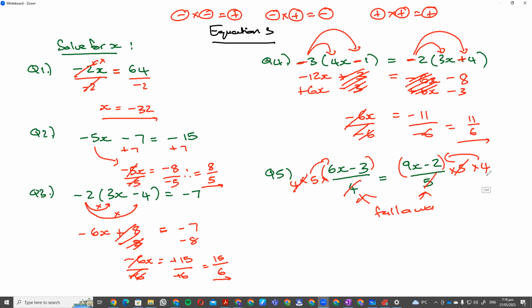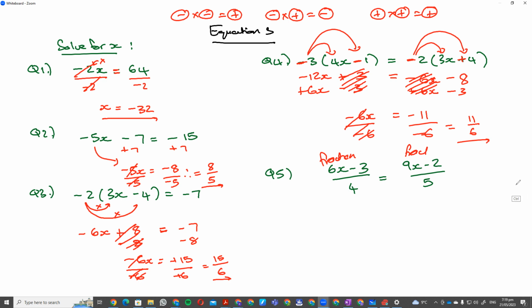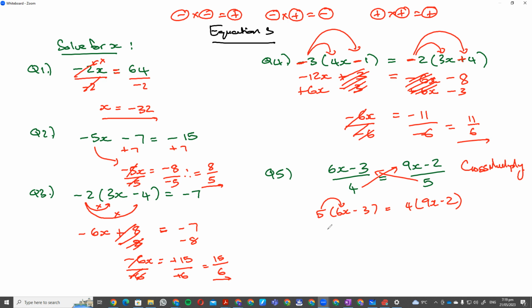So to quicken that process, whenever you have a fraction equal to a fraction, that's what we have here, a fraction, and we've got another fraction with x in it, what we should be doing here is just simply cross multiplying. So 5 multiplies over here, 4 multiplies over here, and we can then introduce a bracket before we multiply it, just to make sure we don't make any errors. 5 times 6 gets me 30x, 5 times negative 3, negative 15. 4 times 9 gets me 36x, and 4 times negative 2 gets me negative 8.